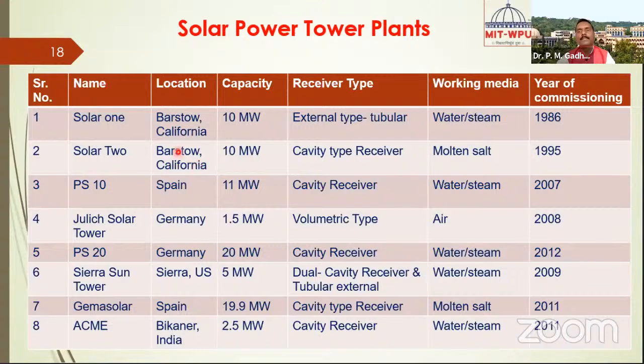Then the Solar Two, by adding some more number of heliostats, and it is also 10 megawatt. But here, instead of water and steam, molten salt is used as the working medium.